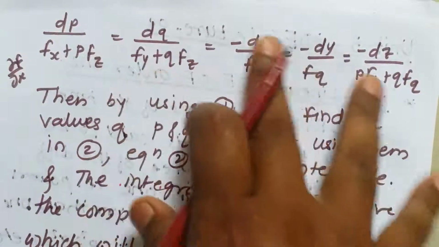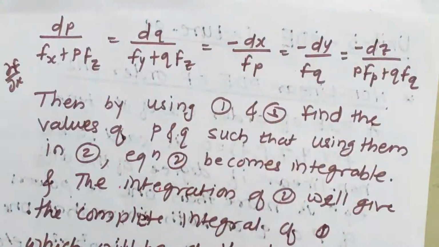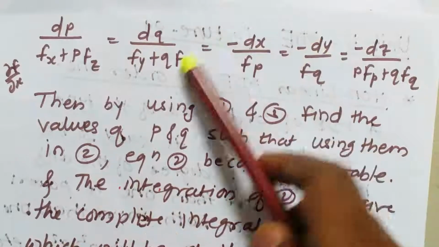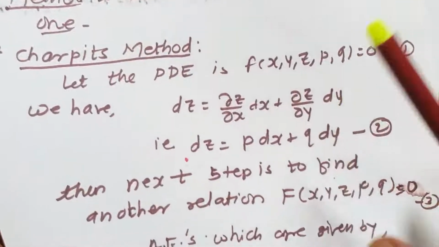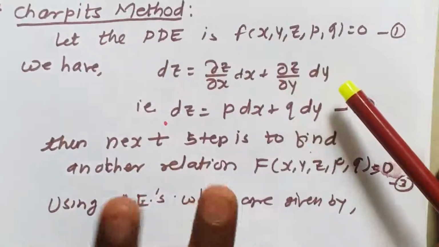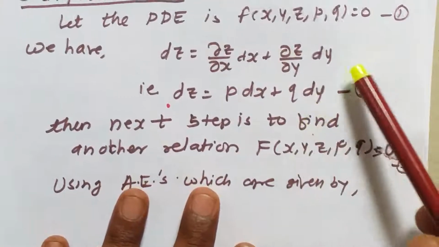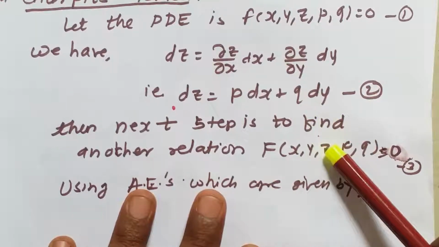So try to memorize this entire equation. This is called the auxiliary equation of Charpit's method. And using this auxiliary equation, we find another relation, capital F of x, y, z, p, q equal to 0. One relation we obtain by considering any two fractions out of these. We apply the method of grouping to find such a relation. One relation we obtain. Okay, fine.